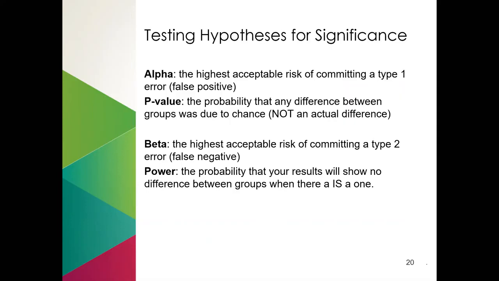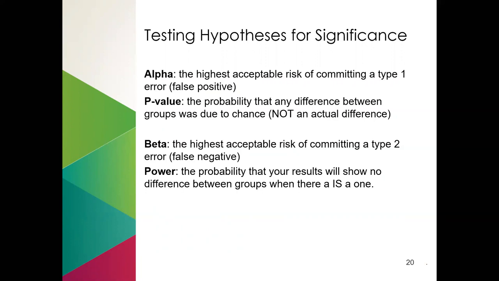So you get your alpha, and then after you have all the data, you calculate the p-value, which is the actual probability that any difference you saw with your data was a false positive. It was not produced because there's actually a difference, it was just random chance.